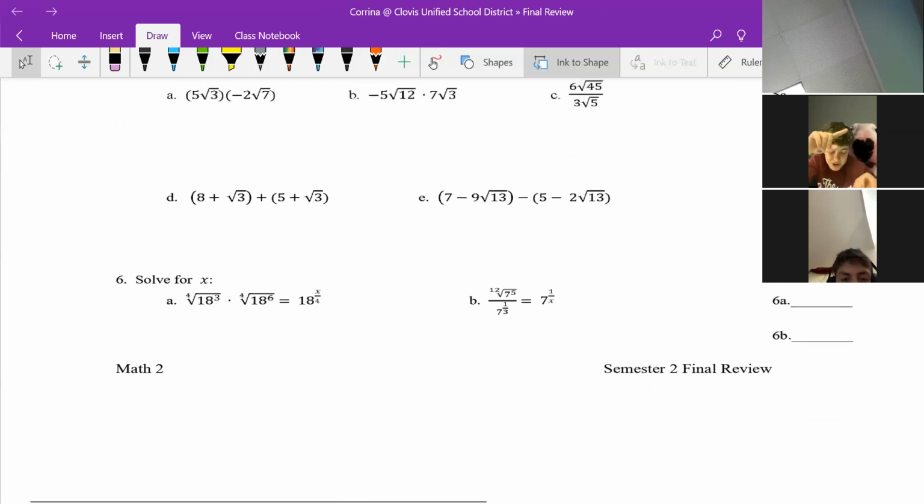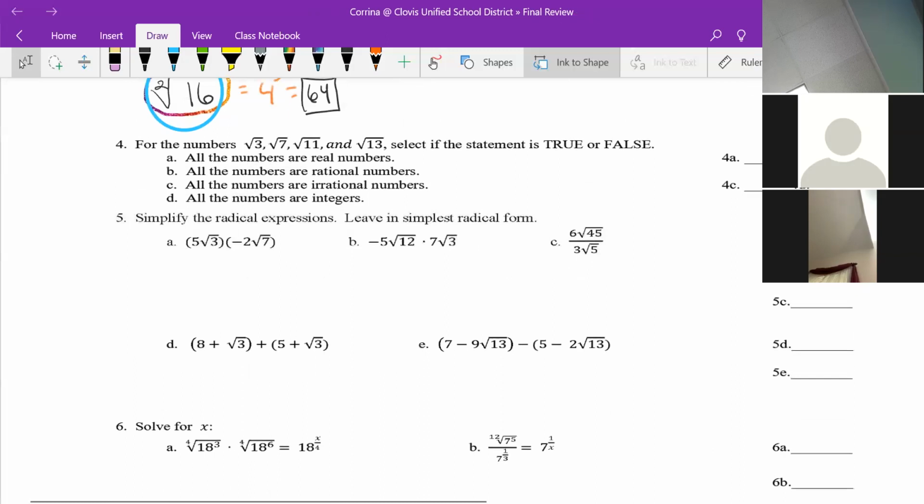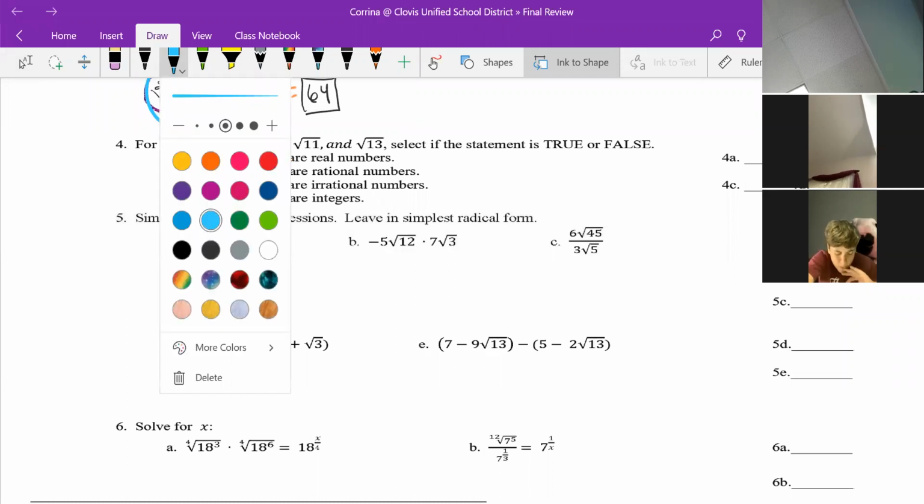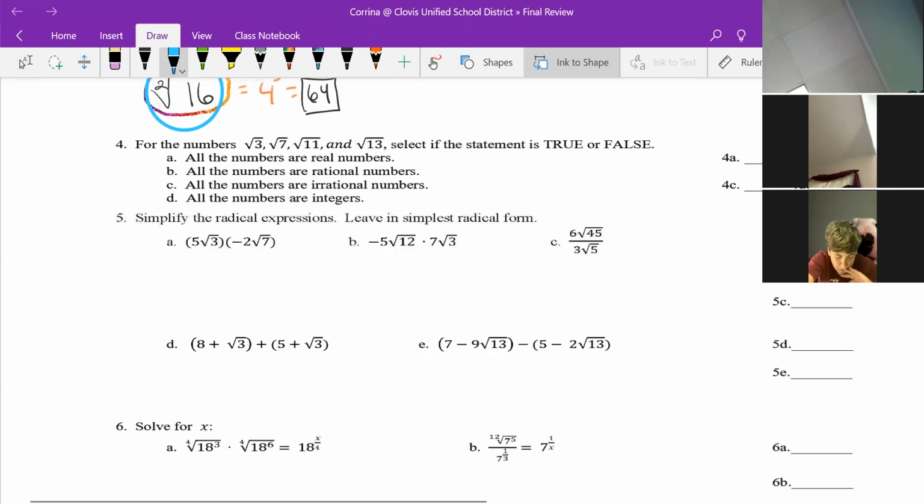I have a question. 5C. 5C and B, or just C? Just C. Wait, would it be... Yeah, you could do B too. Okay. All right. So on B, we multiply the coefficient. So what's negative 5 times 7? Negative 35. Negative 35 times the square root of, now you can break them down before or after.